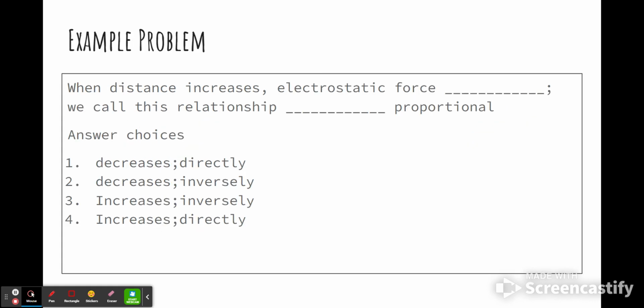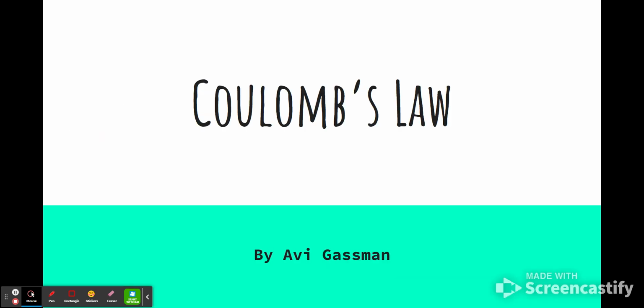So an example problem for electrostatic forces: when distance increases, electrostatic force blank. We call this relationship blank proportional. So the answer here is 2. This is because in the formula, the distance is in the denominator, which causes the electrostatic force to decrease the bigger the distance between the charges. That's what makes this an inverse relationship.